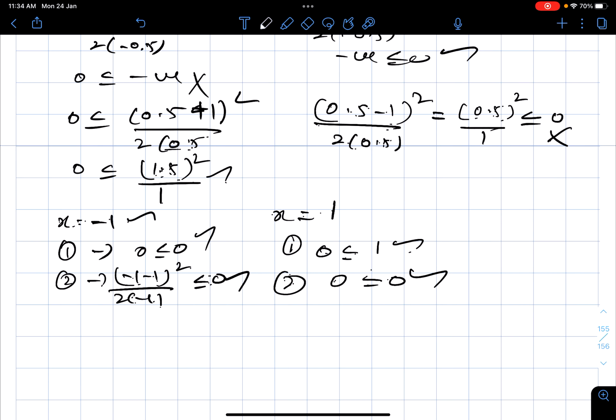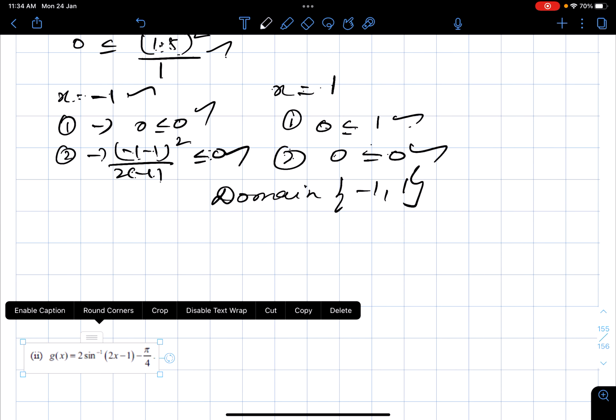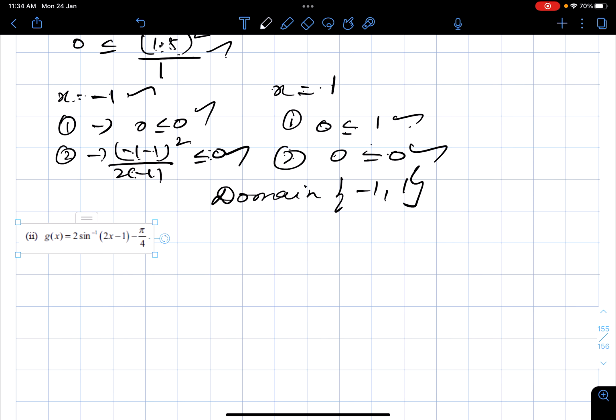So what is the domain for the first subdivision? Just the 2 points, minus 1 and 1, and you write it in this bracket. Now we will go into our second subdivision. What does the second subdivision tell us? Again this domain should be between minus 1 less than or equal to 2x minus 1 less than or equal to 1.